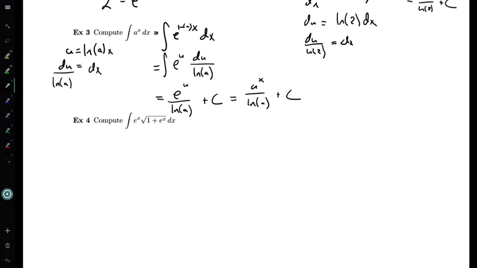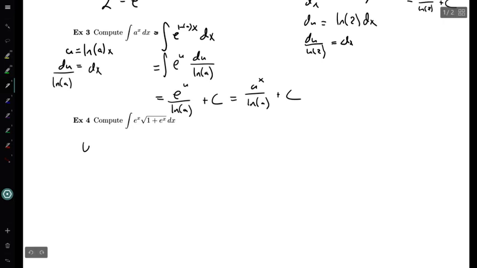So for instance, here when we're asked to find the integral of e to the x times the square root of 1 plus e to the x, when we're doing u substitution, we know that we want to pick u to be some function whose derivative is floating around in the integrand. So if I pick u to be this 1 plus e to the x here, then the derivative of that will be e to the x, which is floating around in the integrand. So let's see this process play out.